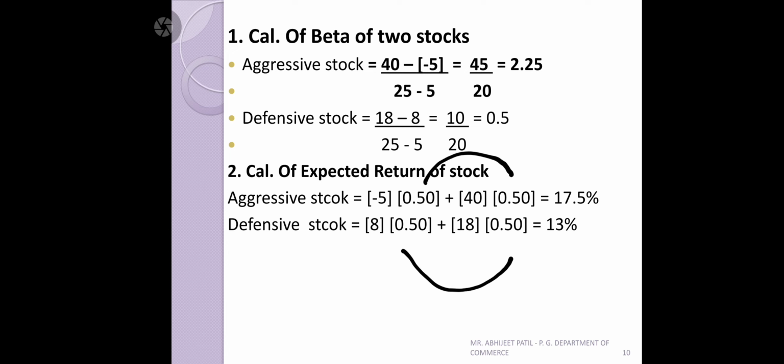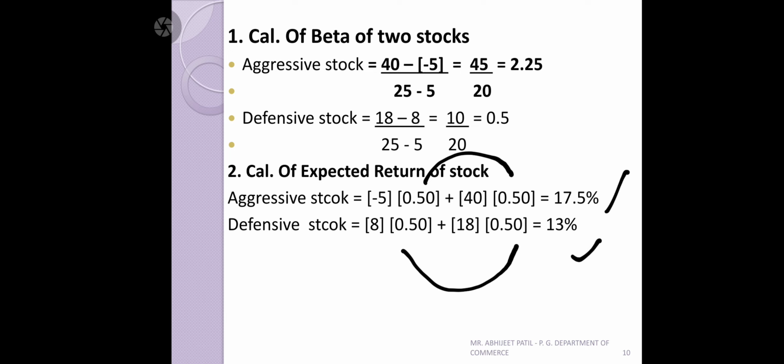Same in the defensive also 50-50, because equally likely they mentioned. So 8% into 0.5 and 18 into 0.5 for defensive, minus 5 into 0.5 and 40 into 0.5. So in total we will get a return of 17.5 for aggressive and 13% for the expected return of defensive stocks.